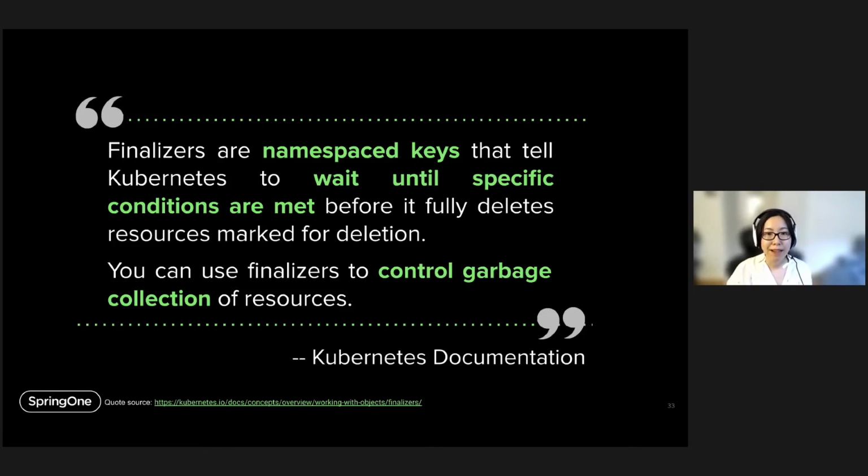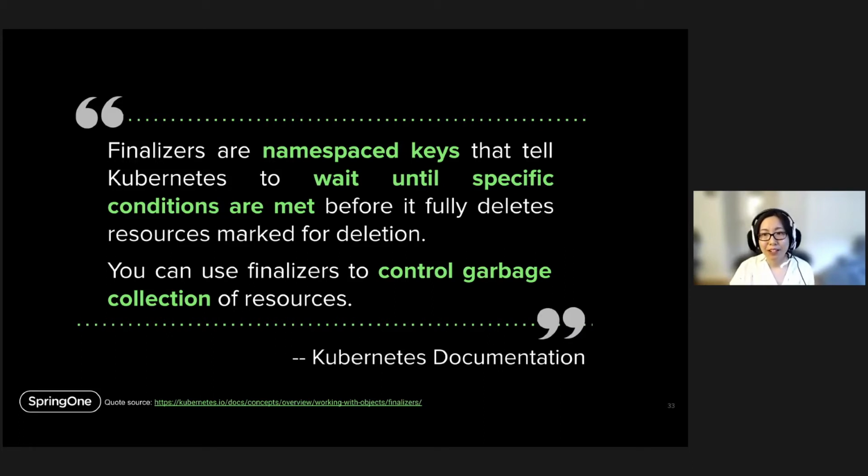Finalizers are namespace keys that tell Kubernetes to wait until specific conditions are met before it fully deletes resources marked for deletion. You can use finalizers to control garbage collection of resources. In short, it enables controllers to implement asynchronous pre-delete hooks. You might be wondering, why garbage collection again?